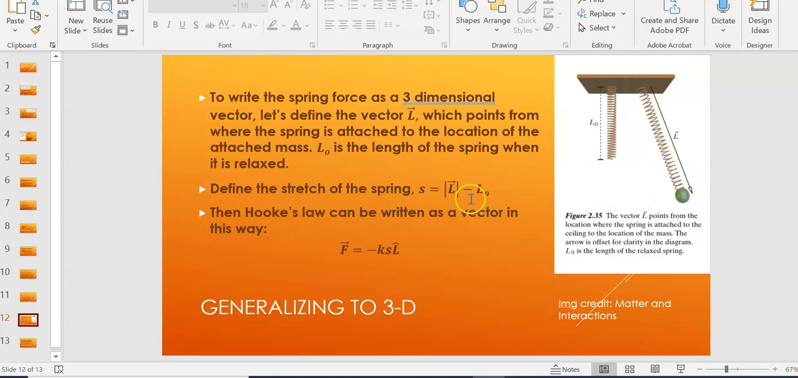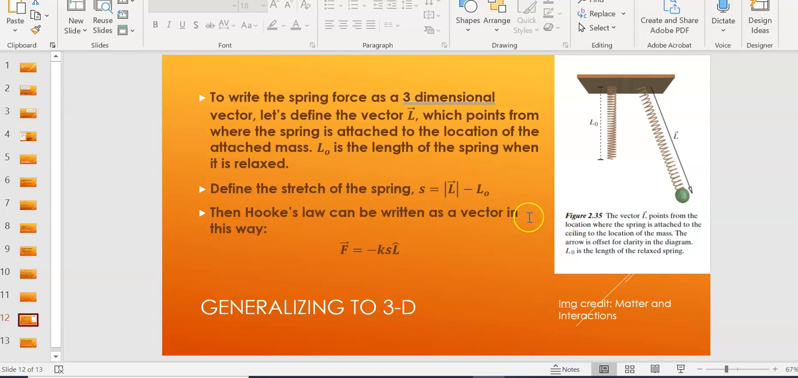Now, the stretch of the spring would be the length of that vector L minus the unstretched length of the spring, which we'll call L naught. So here I've written the stretch of the spring s is equal to the magnitude of L minus L naught, okay? Now this is just generalizing so that you don't have to assume that s is in the x direction, the y direction, or the z direction. So I'm just making it general, right? It could be any combination thereof. So s for stretch, why not, right?